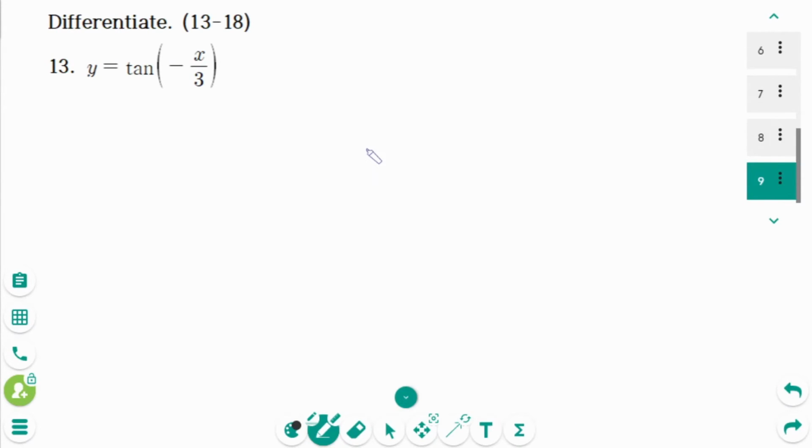Now we know tangent x prime equals secant squared x. Then number 13, only this part equals u, so y equals tangent u. Then y prime equals secant squared u times u prime.